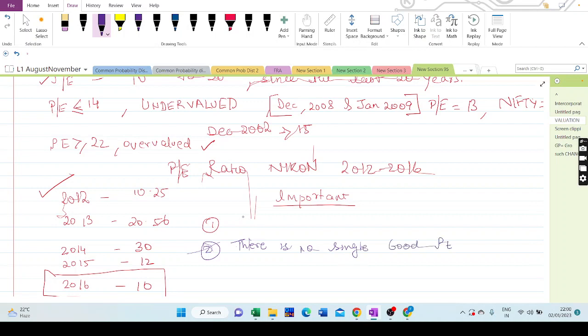There is no single good PE ratio for a stock or an industry, because PE ratio is a comparison tool and not a benchmark figure.